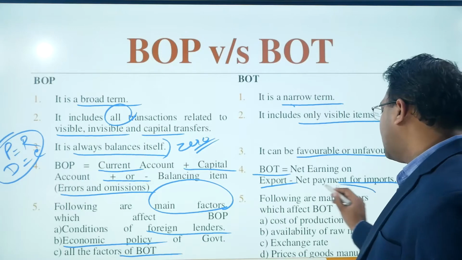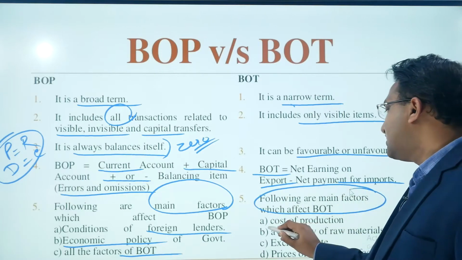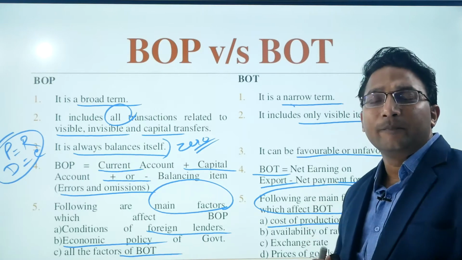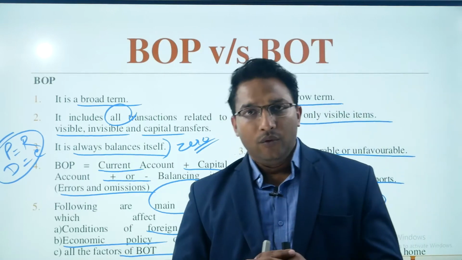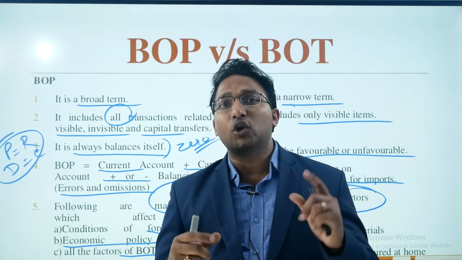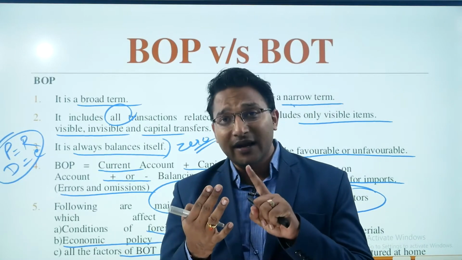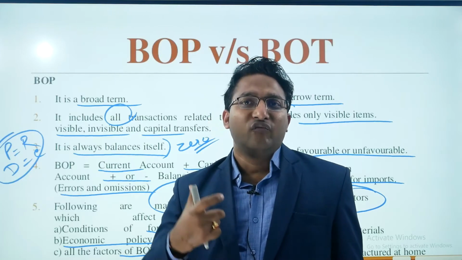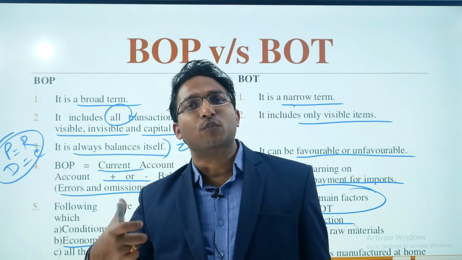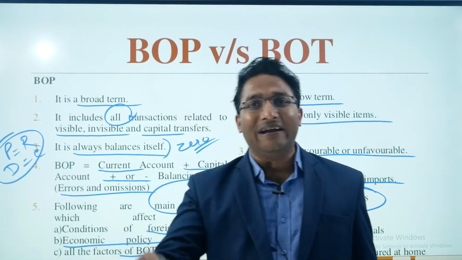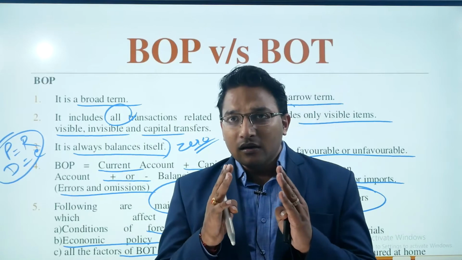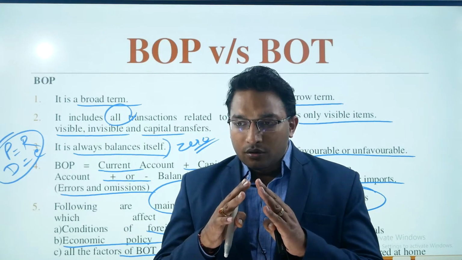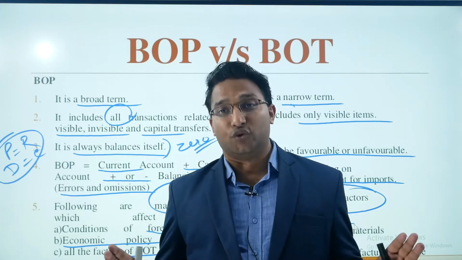Now, what are the main factors which affect the balance of trade? First is the cost of production, right? Before discussing the factors, let me ask you, in the balance of trade, there are two items. One is the export, another is the import. So, what are the factors which can impact the volume of export and import into India or from India? They can be impacted by prices of goods.